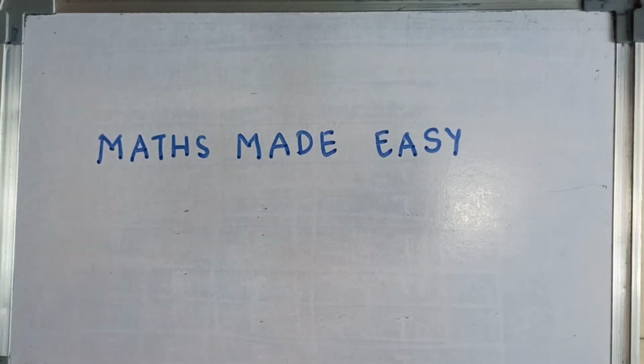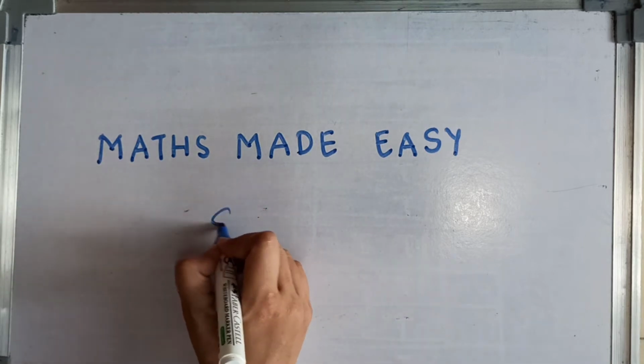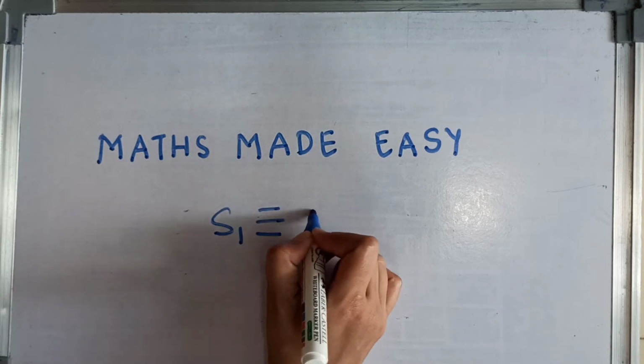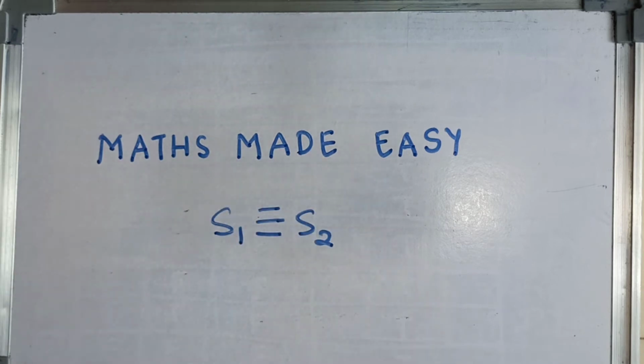Today we will be discussing the logical equivalence of statements. Any two statements are said to be logically equivalent if and only if their truth values are identical. So if any two statements, say S1 and S2, are equivalent, then we write it as S1 is equivalent to S2.